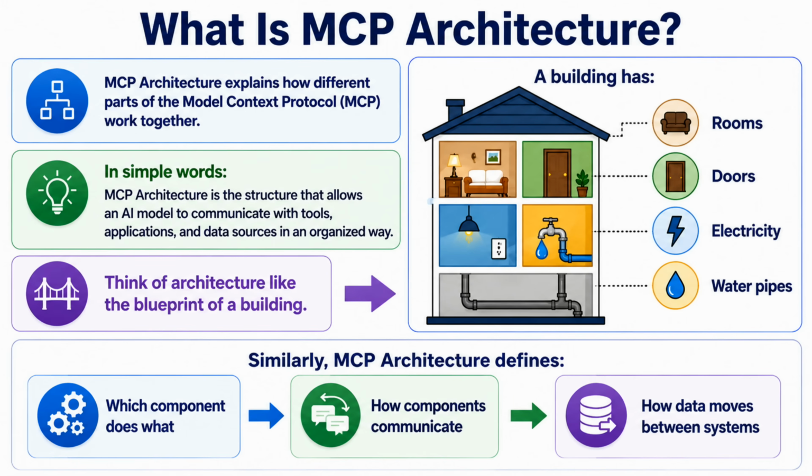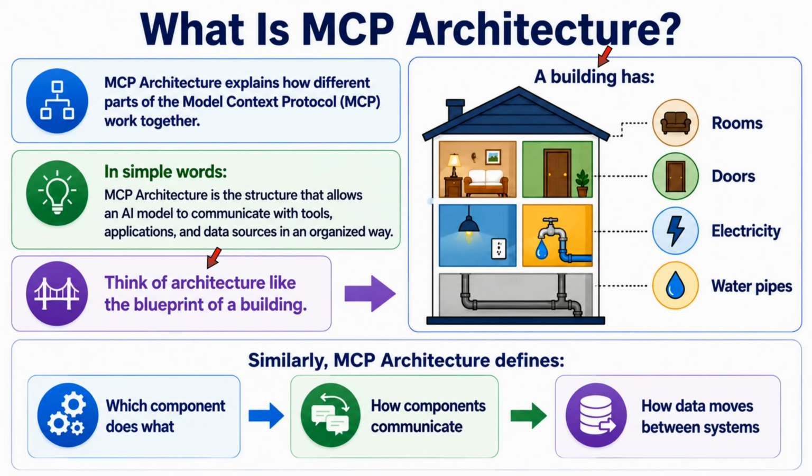In this video I will explain what is MCP architecture. MCP architecture explains how different parts of MCP work together. In simple words, MCP architecture is the structure that allows AI model to communicate with tools, applications and data sources in an organized way. Think about architecture like the blueprint of a building.